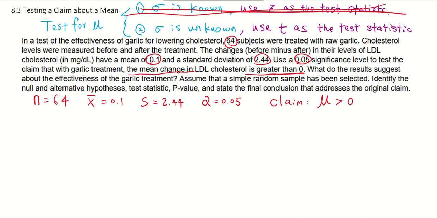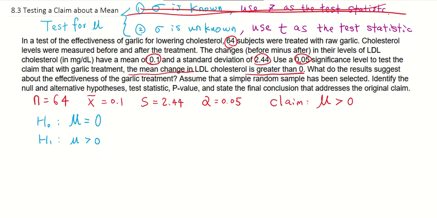So based on the claim, we can find our null hypothesis and alternative hypothesis. Remember, the null hypothesis is the one with the equal sign, always with the equal sign. So in this case, it will be mu is equal to 0. And the alternative hypothesis should be the same as the claim because the claim doesn't have any equal sign in it, right? So my H1 is mu is greater than 0. Those are the hypotheses.